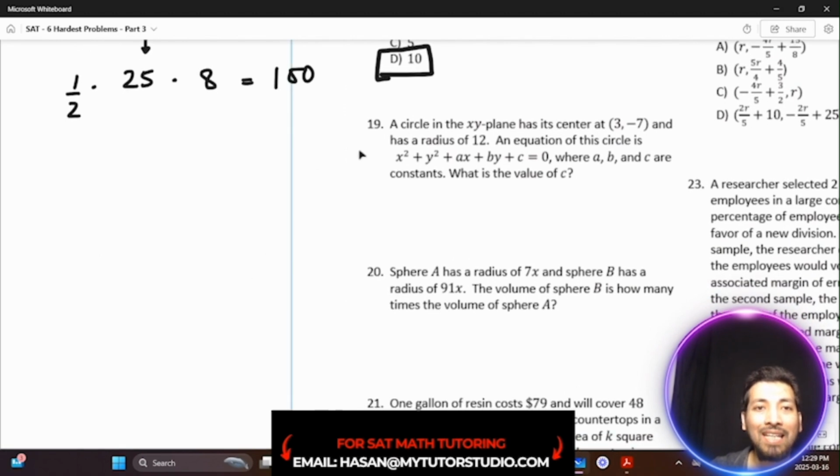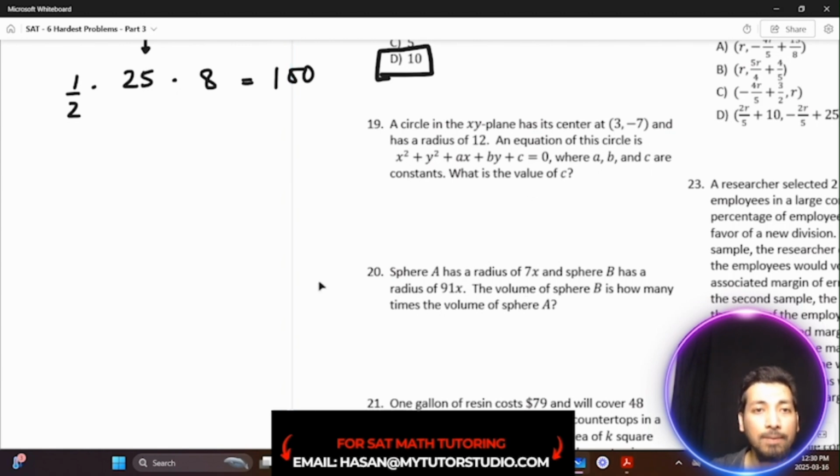Problem number 19 says a circle in the xy plane has its center at 3, -7 and has a radius of 12. An equation of this circle is x squared plus y squared plus ax plus by plus c is equal to 0, where a, b, and c are constants. What is the value of c?